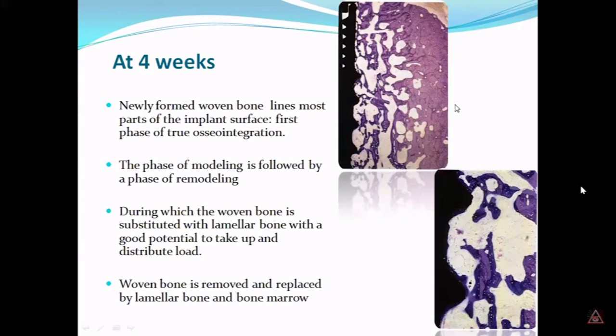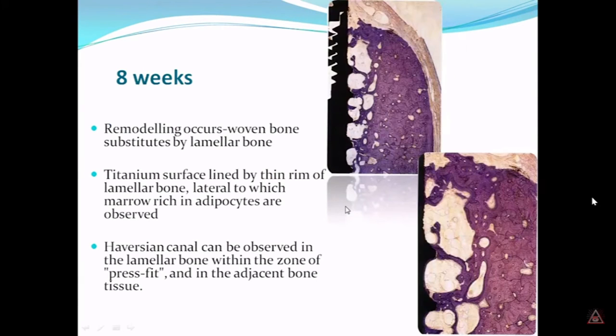In alveolar bone, this modeling and remodeling is a continuous process, during which the woven bone is substituted with lamellar bone, with a good potential to take up and distribute load. So I told you immature bone will be replaced by mature bone. So woven bone is substituted by lamellar bone. This is after 4 weeks, at 8 weeks remodeling will continue, so all the woven bone will be substituted by lamellar bone.